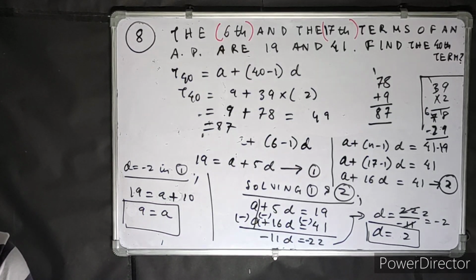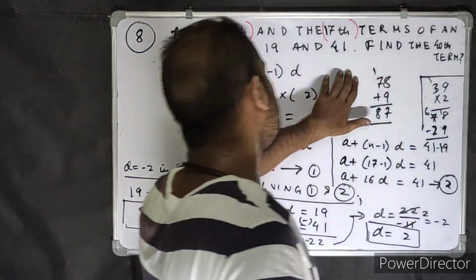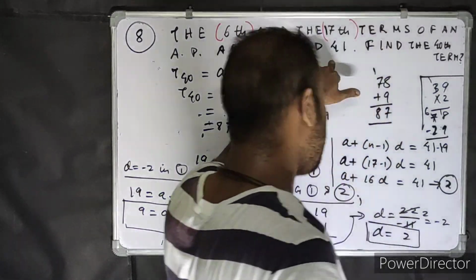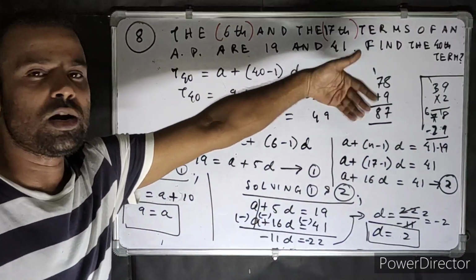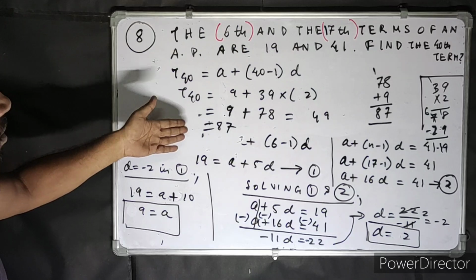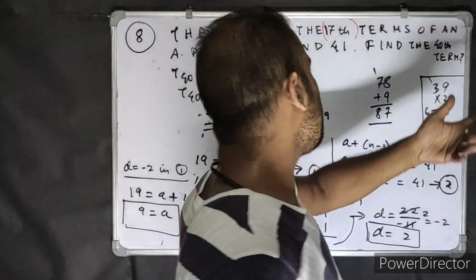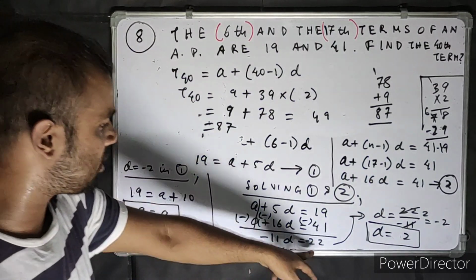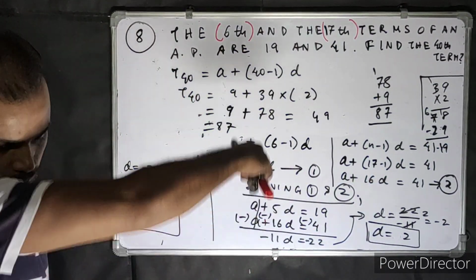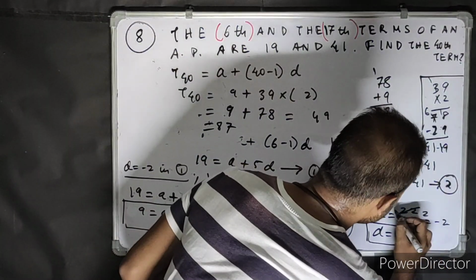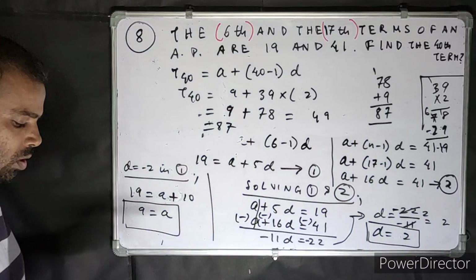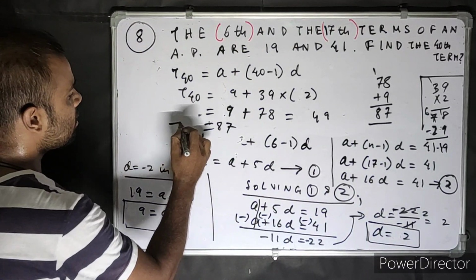Is it correct? Question number 8, correct answer 87. Now, the 6th term is 19 and the 17th term is 41. So it's increasing, it's not decreasing. That means the answer was supposed to be greater rather than less. I was getting a very small answer because I made a mistake with the negative. Anyways, by now you know what mistake was there and you may have corrected it before me. So D is 2 and that's your 40th term.